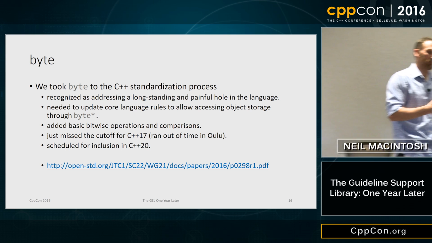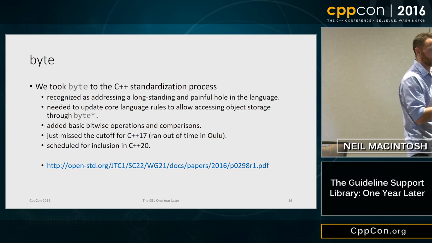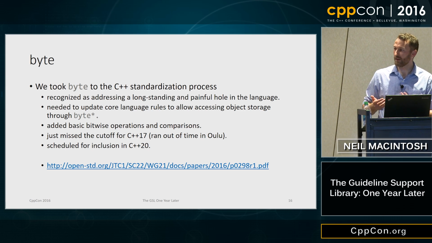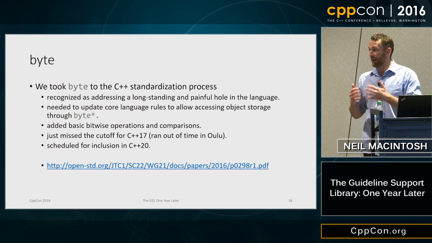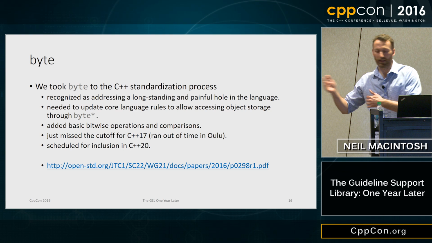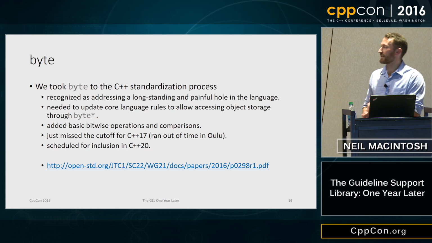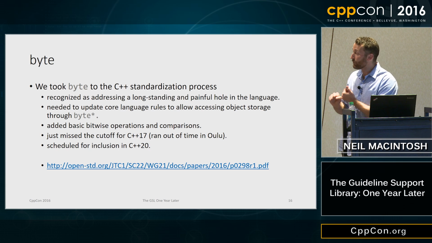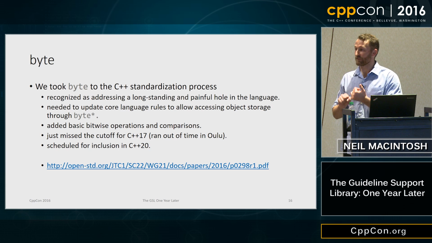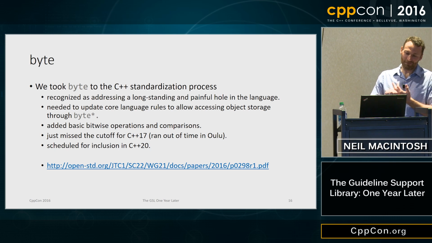We do have to change the core language wording a little bit to make it okay to alias memory and object representations using a byte star, but that's a smaller change given it's already over the existing type that's allowed to do that. So it's simple, it's elegant, it's going to be added to the language. We just missed the cutoff for C++17. It turns out that even without night times, you can run out of time in Finland at a meeting. So unfortunately, it'll go to C++20, but that's life.